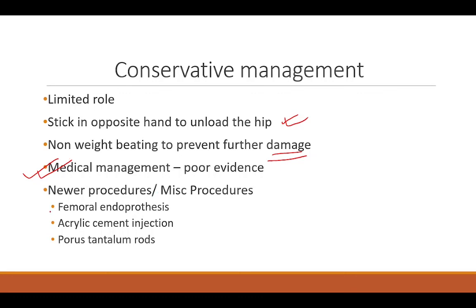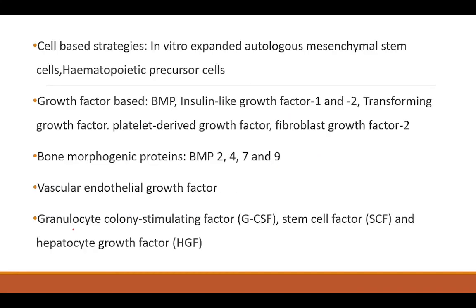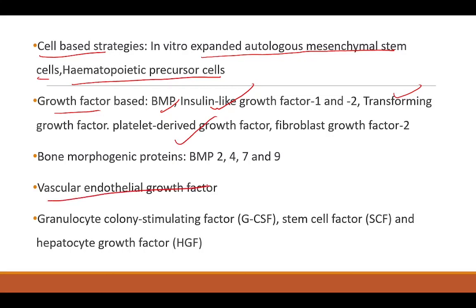Newer procedures include a femoral endoprosthesis, acrylic cement injection, and porous tantalum rods. Cell-based strategies such as expanded autologous mesenchymal stem cells and hematopoietic precursor cells have been used. Growth factor based therapies such as BMP, IGF-1 and 2, TGF, PDGF and FGF have also been used. Vascular endothelial growth factors have also been explored along with granulocyte stimulating factor and stem cell factor.